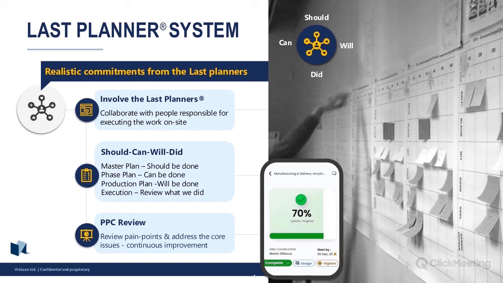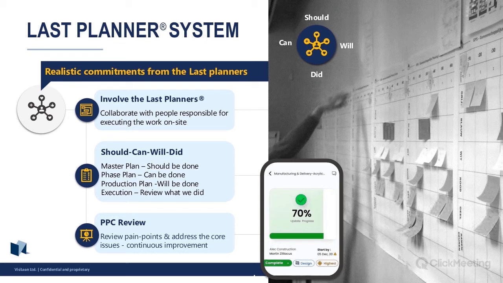So there's this phrase in the last planner system, which is should, can, will, did. So that master level program we spoke about earlier on, those key milestones, that's work that should be done. Then we get to phase planning, which is a bit more short term, maybe 3 weeks ahead. That's work that can be done.